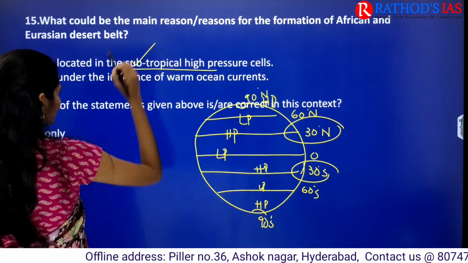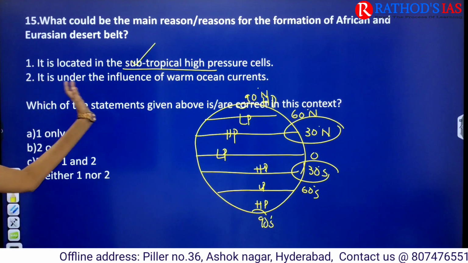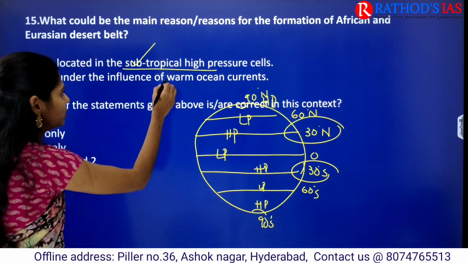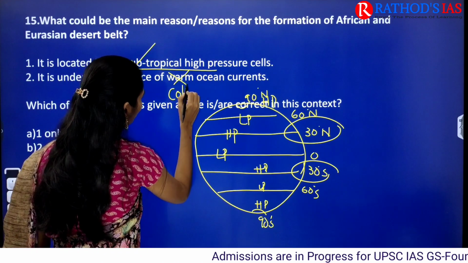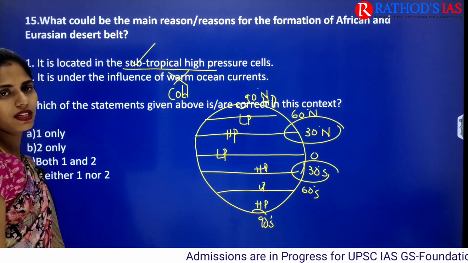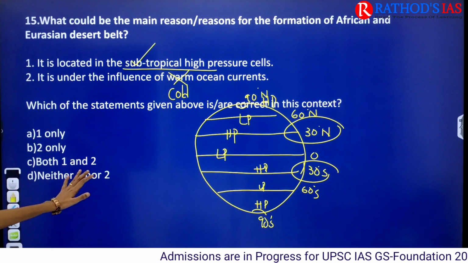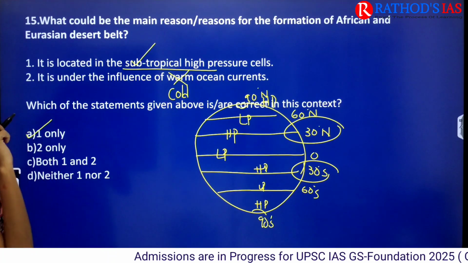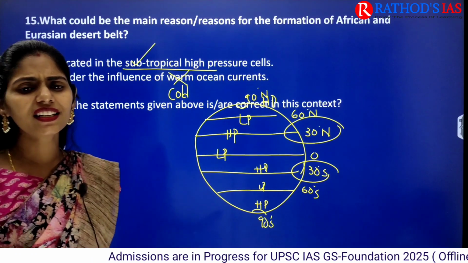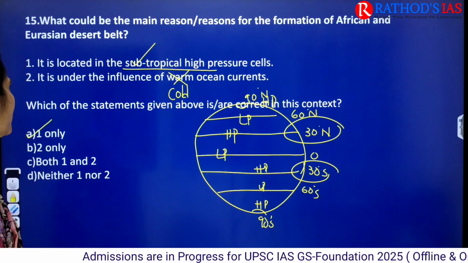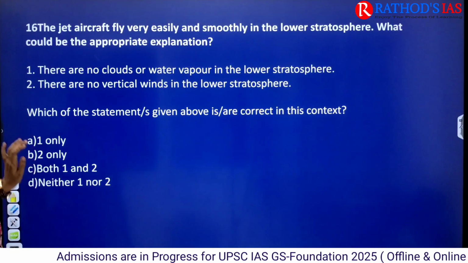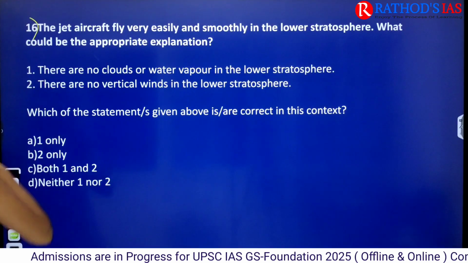So this statement is absolutely correct. The second statement says it is under the influence of warm currents, but it is not under warm, it is under cold. So this second statement is incorrect. So which are the correct statements? A, 1 only. Clear? Any doubt so far? No, right? And let us see the 16th question.